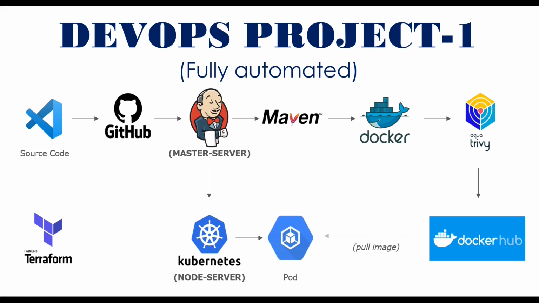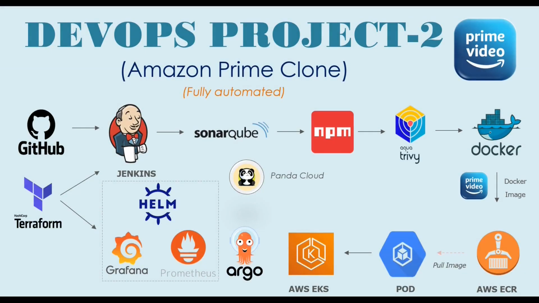In this, we will be using different code. We will be using Node.js code and creating the build. Previously, we had used the Maven tool in DevOps project number 1. But in this project, we will be using NPM. So this is the build tool that we'll be using. NPM is a package manager, and it can also be used as a build tool. So these are the tools that we'll be using in this project.